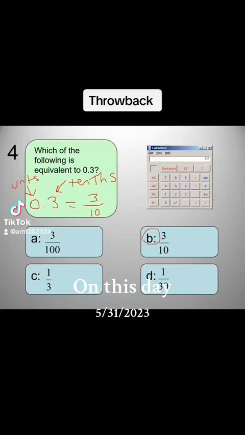So that's how to write a decimal as a fraction. Hopefully it makes sense. So you're looking at the place value or place values here.